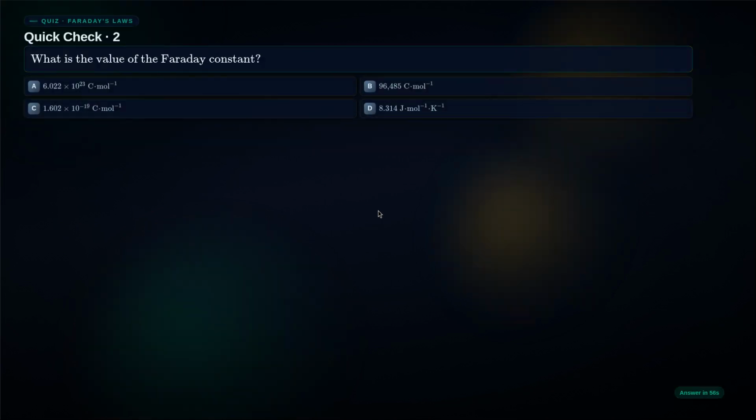Next question. What is the value of the Faraday constant? Option A, 6.022 times 10 to the 23 coulombs per mole. Option B, 96,485 coulombs per mole. Option C, 1.602 times 10 to the negative 19 coulombs per mole. Option D, 8.314 joules per mole per Kelvin. Think carefully, and the correct answer will appear.